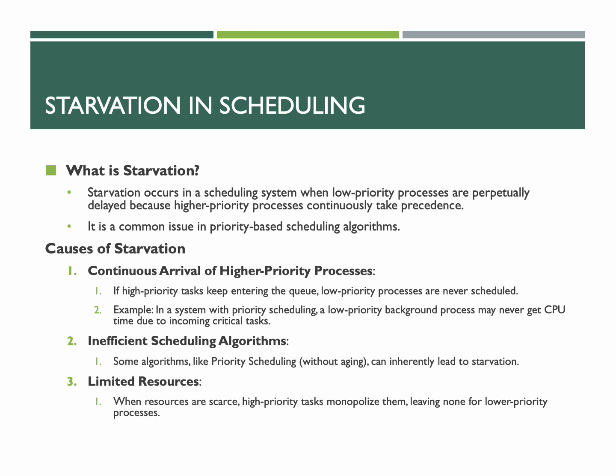Now, starvation is a serious issue in scheduling systems as it affects the fairness and efficiency of process execution. To mitigate starvation, techniques such as aging are used. So, we'll also explore and learn about aging later.